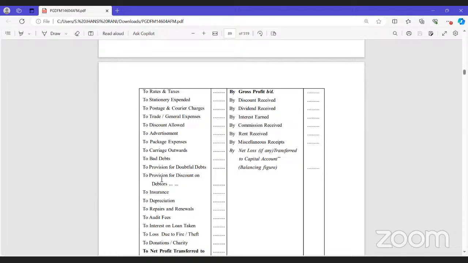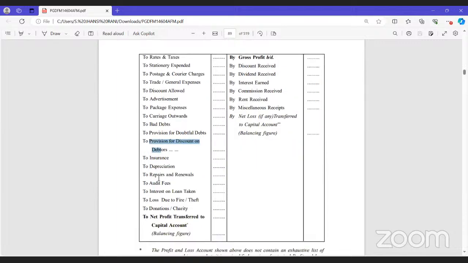Similarly, discount on debtors. Whenever we sell goods to the customer on a credit basis, those customers are called debtors. And if we provide any discount, that is a loss to us. So it's an expenditure. Next, insurance, depreciation, repairs and renewals, audit fees, interest on loan taken, loss due to fire or theft, or donations. So these all are indirect expenses that are related to the business. And these are the incomes: discount received, dividend received, interest earned, commission received, rent received, or any other miscellaneous receipt.